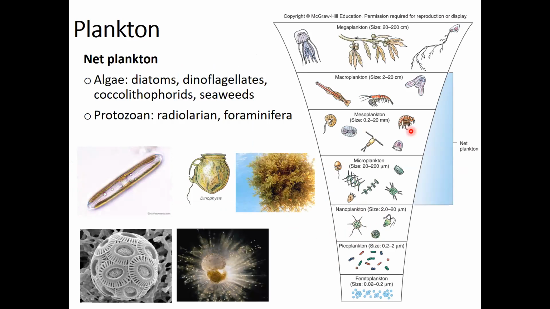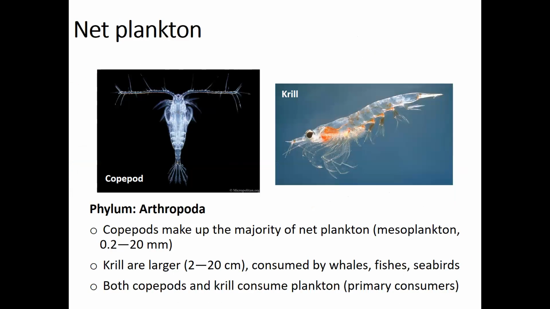The net plankton, the larger plankton species, include algae. So we talked about diatoms, dinoflagellates, coccoliths, and different seaweeds. So these are all members of the Protista kingdom, the eukarya domain, and some protozoan species as well, the radiolarian and the foraminifera. A few species that we haven't talked about yet are copepods and krill. So these are from the Arthropoda phylum, and copepods make up about 70% of net plankton species.